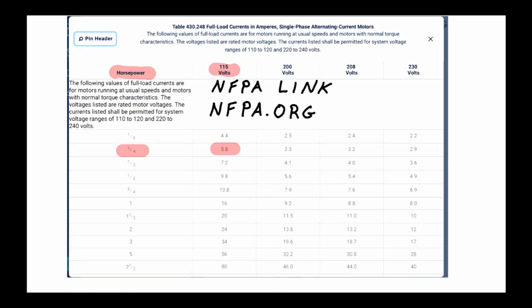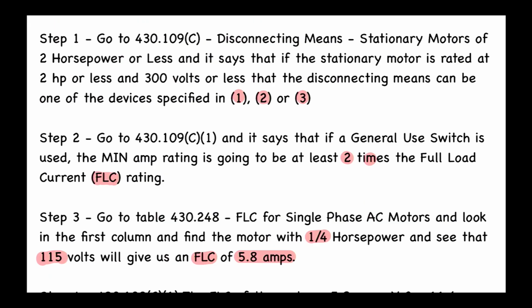Again, we go to Table 430.248 for the full load current in amps, single phase alternating current, and we find out that a quarter horsepower motor at 115 volts is going to be equal to 5.8 amps. You're not going to be looking at the nameplate of this motor, which we also call the FLA. The code book is telling us that we have to look at this table to determine the minimum ampacity for that general use switch. And again, a quarter horse is going to equal 5.8 amps. So let's go back in our textbook and see what we're going to do now.